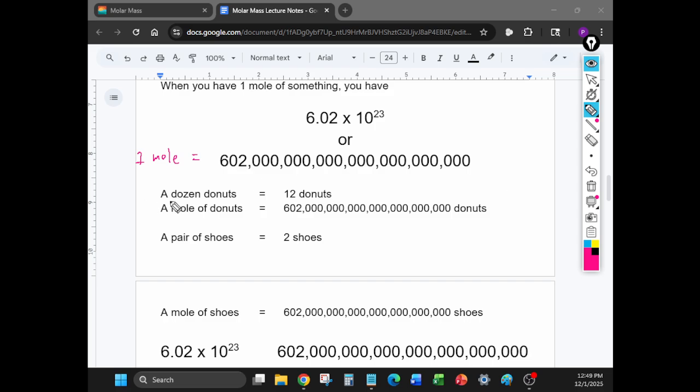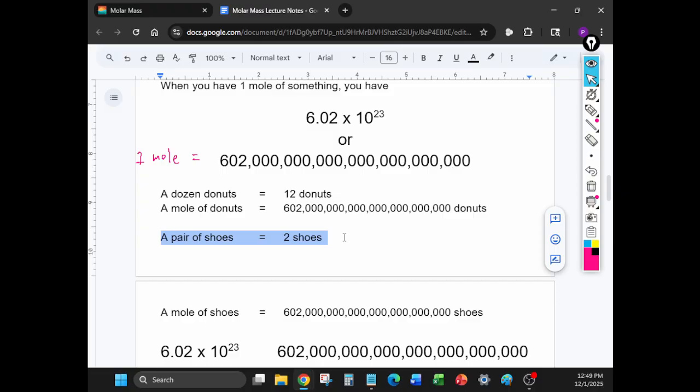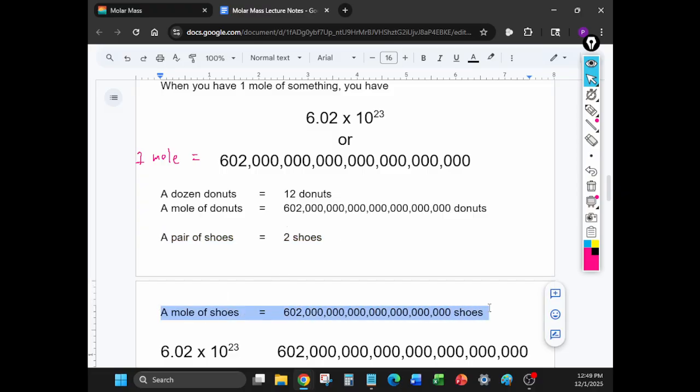So, if you have a dozen donuts, you have 12 donuts, right? If you have a mole of donuts, you have 602 hexillion donuts, okay? Which, yeah, you don't have that many. There aren't that many in the universe. Okay, same thing with shoes. You got a pair of shoes, you got 2 shoes. You got a mole of shoes, you got 602 hexillion. Nobody has that many shoes.